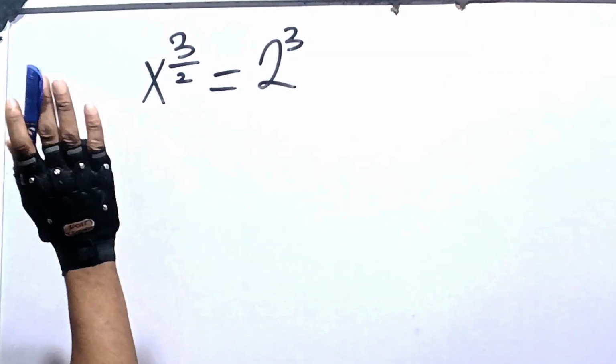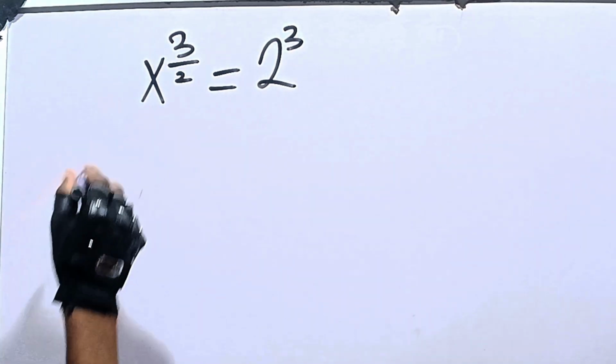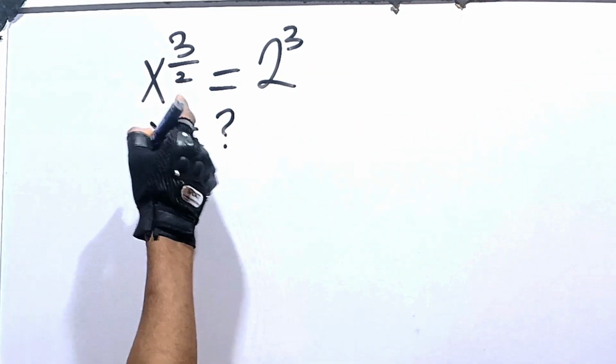Let's solve this together. It says x raised to the power of 3 over 2 is equal to 2 raised to the power of 3. We're required to solve for x in this question. First thing we can do here is to raise both sides to the power of 2.